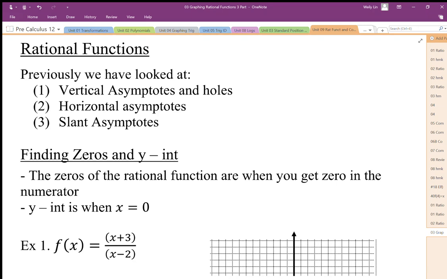When graphing rational functions, we've looked at vertical asymptotes and holes. They go together. They're from the denominator. And make a note of that. That's from the denominator. Horizontal asymptotes we can find from limits.